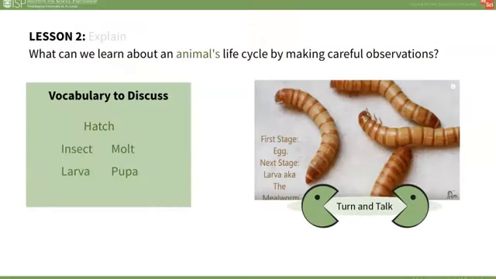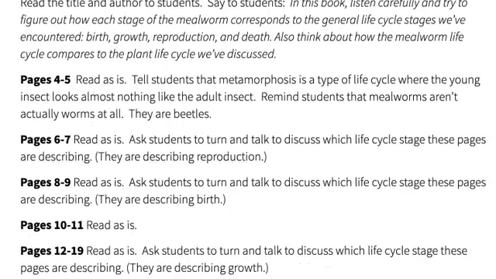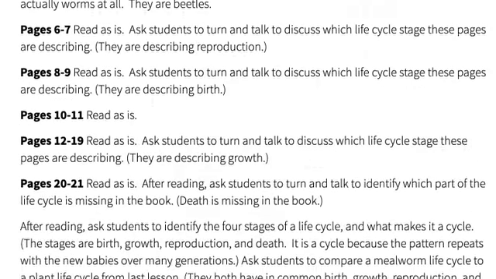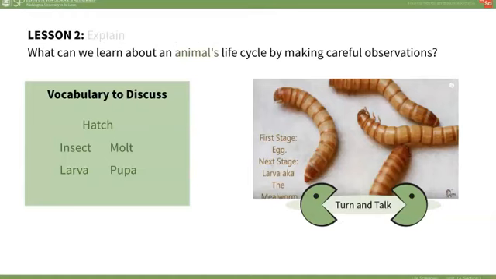In the explain portion of this lesson, the class will read the book Mealworms. Refer to the Read Aloud Guide on teacher page 4. Next, watch the video clip Mealworm to Darkling Beetle, which is a time-lapse of this insect's life cycle. Ask students to think, pair, share to discuss how this animal life cycle compares to the plant life cycle. Remind students that these 4 stages are life cycle patterns that are common to both plants and animals.